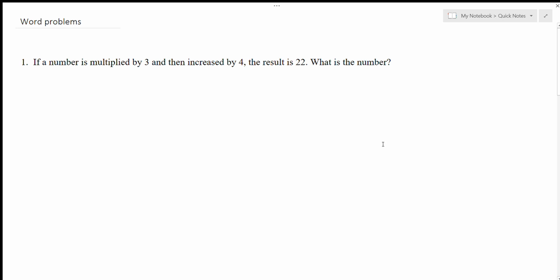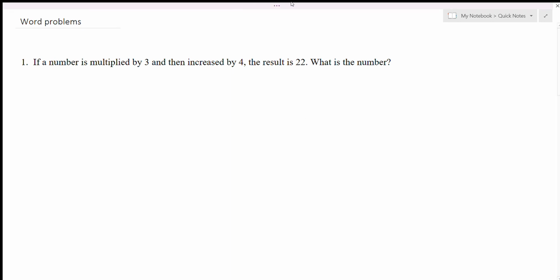Today we're going to be going through word problems. So we're going to start off with number 1. If a number is multiplied by 3 and then increased by 4, the result is 22. What is the number? So the first thing you need to do is write out an equation.